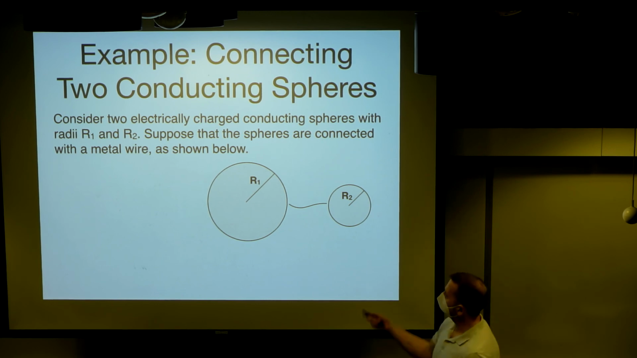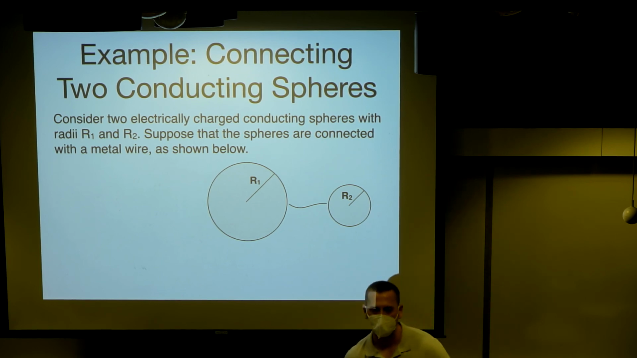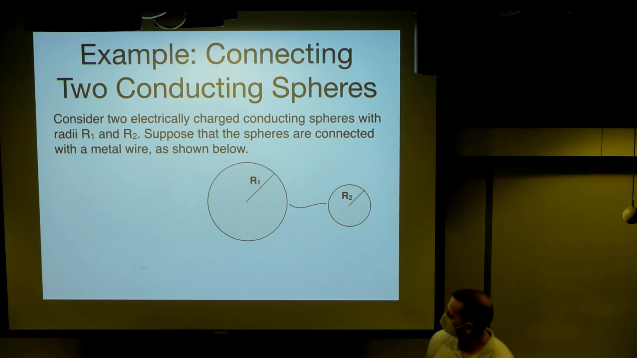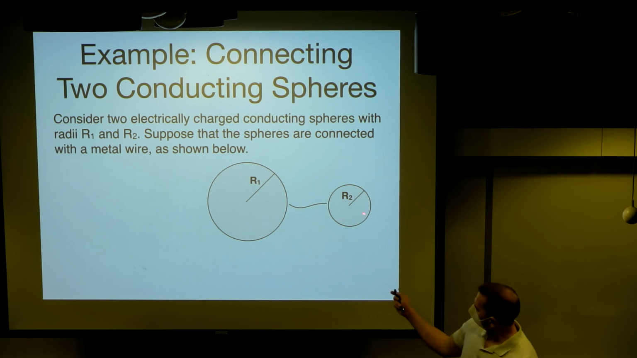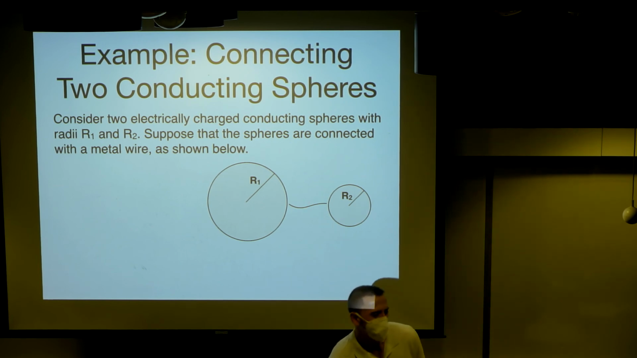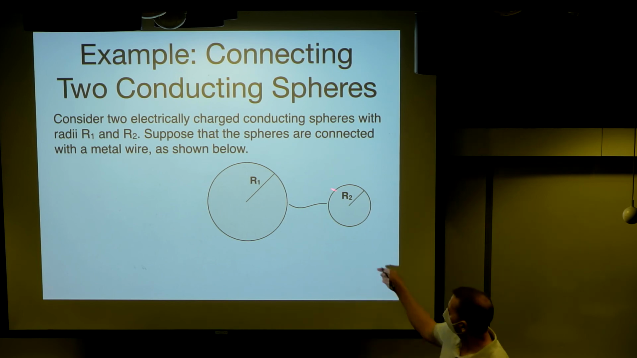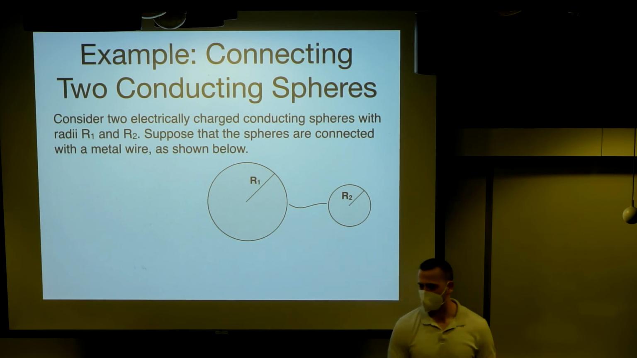Then, we connect the two spheres with a metal wire. So, basically, we're allowing charge to move from one sphere to the other. There's now a path for charge to move from one sphere to the other. That's what's happening. The spheres are both conductors. The connection between them is a conductor. It's basically just one big conductor when we connect them in this way. Does that make sense? You can essentially now think of this whole thing as one big conductor.